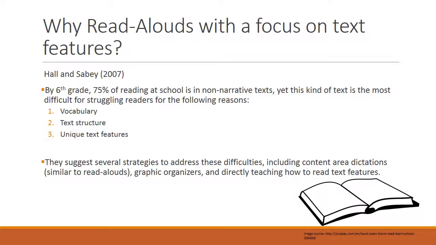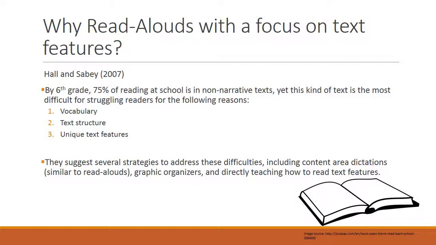When selecting a solution to implement, it's important to clearly address why the solution is selected and why it is deemed likely that this will impact the problem of practice. In this action plan, the solution chosen is to implement the read-aloud instructional strategy with a focus on text features. So we have searched for some peer-reviewed journal articles that support this choice and suggest a positive impact. One found that by 6th grade, 75% of reading at school is in non-narrative texts, which, by the way, also suggests that this problem, if not addressed in 4th grade, may become worse as students progress through school.